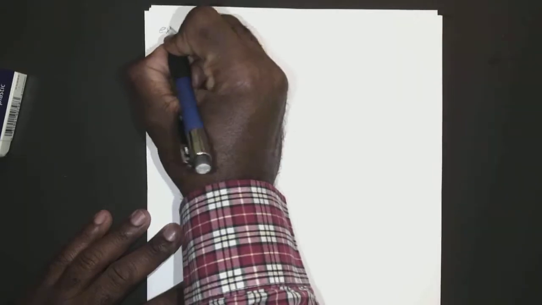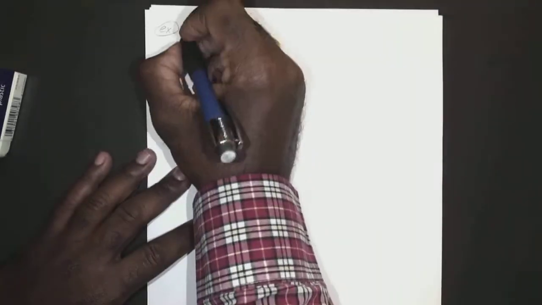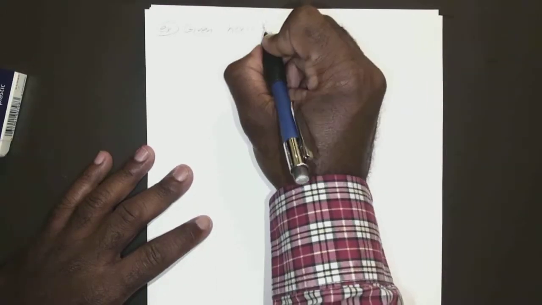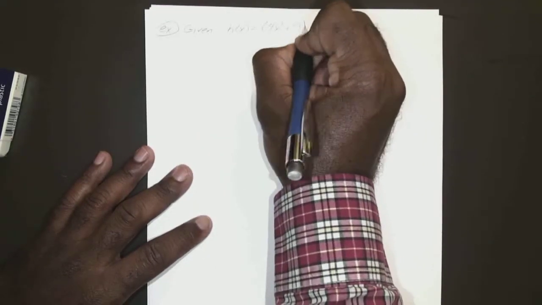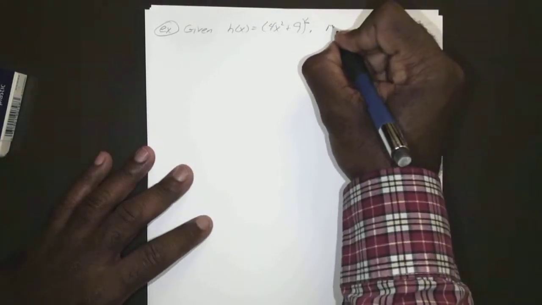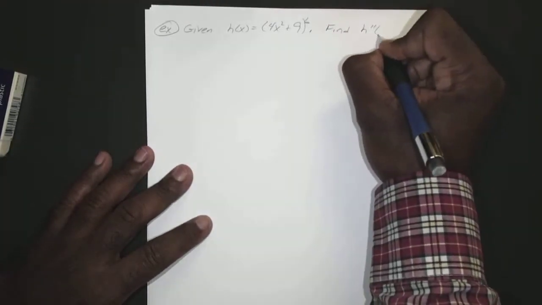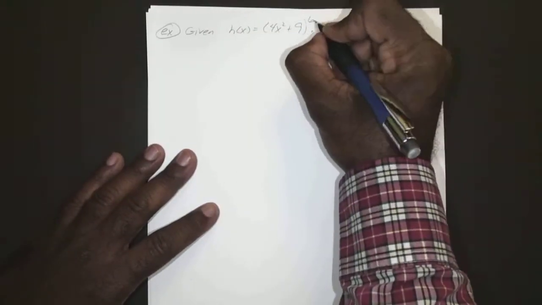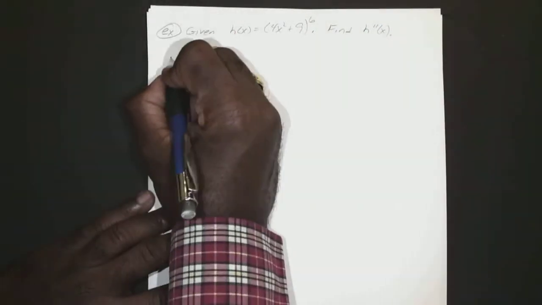Okay, so this one's just a little bit different. And we'll see now the first derivative is pretty much the same, but when you get to the second derivative, it's a little change. Say if you're given h of x equals 4x squared plus 9 to the sixth. Find the second derivative. And we clear that up a little bit, since that should be to the sixth power. Okay, so we just have to find our first derivative.